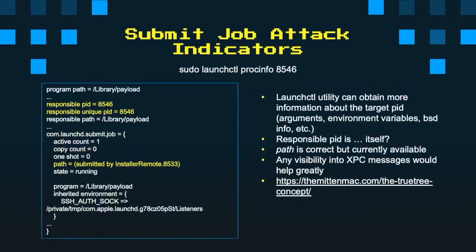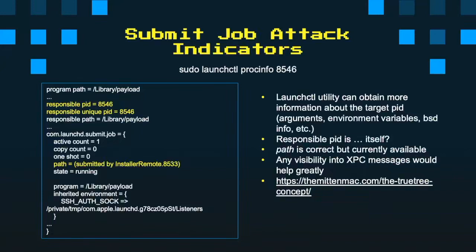Also, you can use tools like LaunchCtl to pull additional information about a process. What led me there was looking at Jaron Bradley's research with TrueTree. He did a lot of his research looking at the procinfo command and all the information that it outputs. One weird thing is that the responsible PID in this case was listed as itself. That confused me and threw me for a loop. I didn't understand why that was.